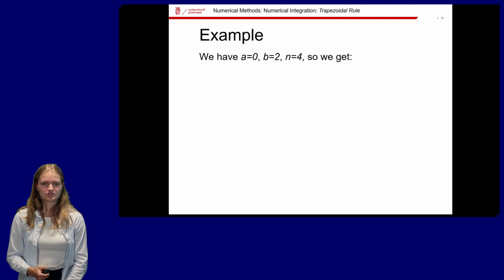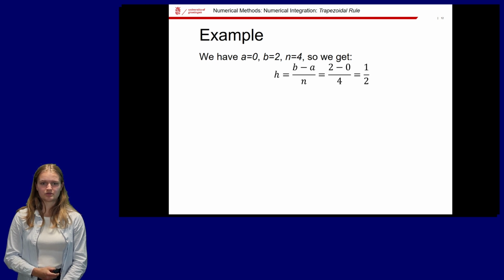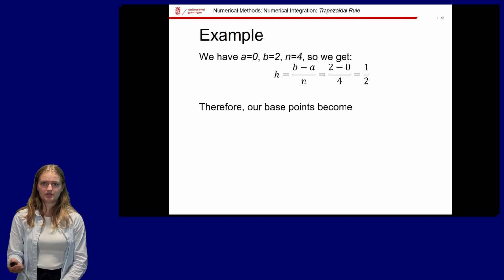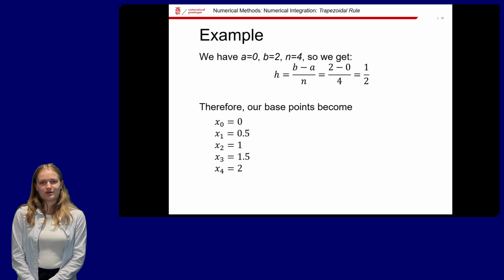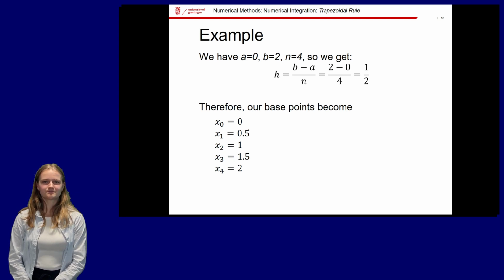So now let us solve this numerically. So we have these values of a, b, and n, and then we can calculate the step size h, which is going to be 0.5, and then we can determine our base points. So again, we have 4 segments, or n is 4, so we'll have 5 base points, and they are given by this.